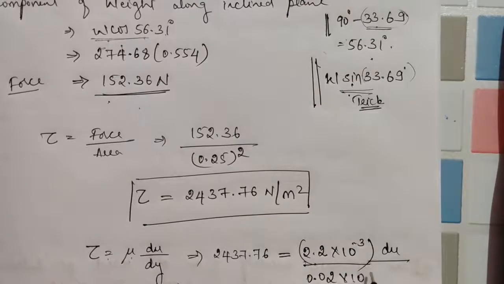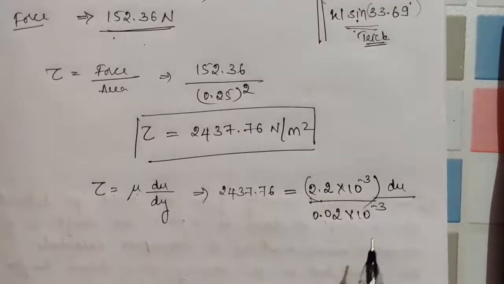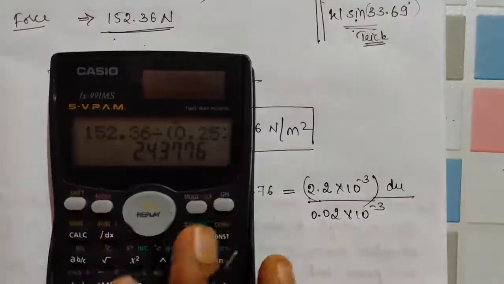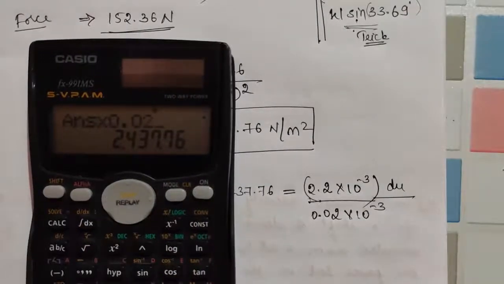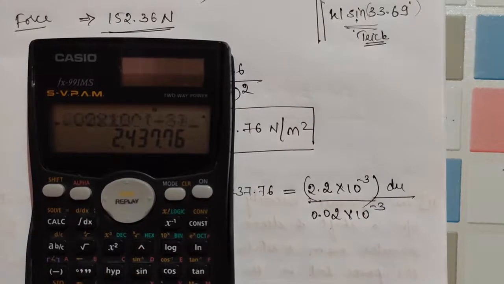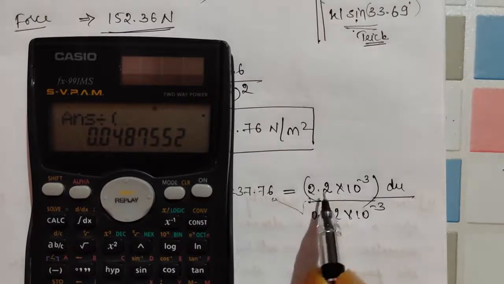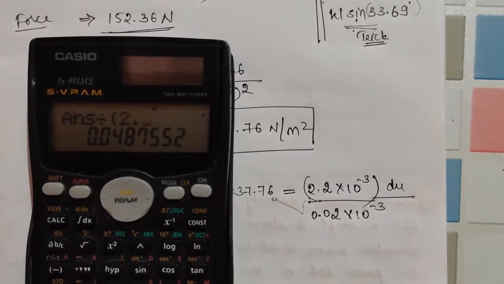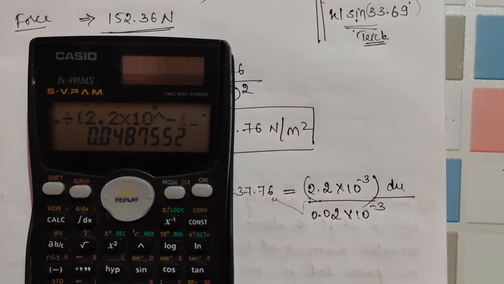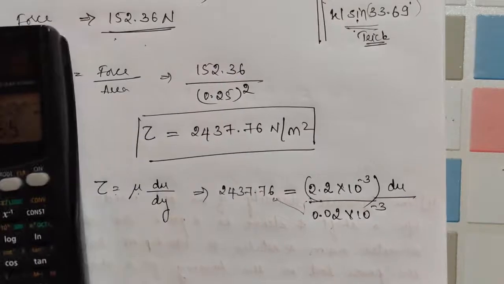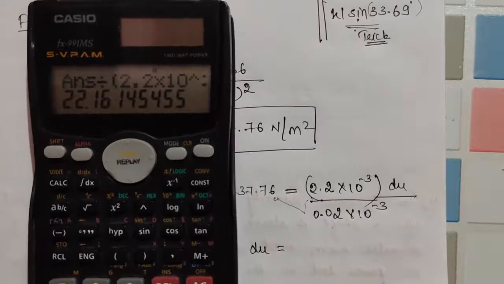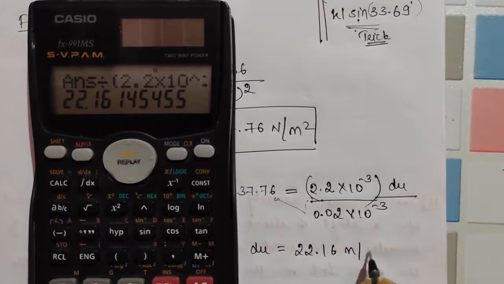0.02 into 10 power minus 3. Okay, whenever I solve this, 2437.6 into 10 power minus 3 divided by, when I cross multiply, it should be divided by this only, no? 2.2 into 10 power minus 3. So the value of du will be, see here, 22.16.